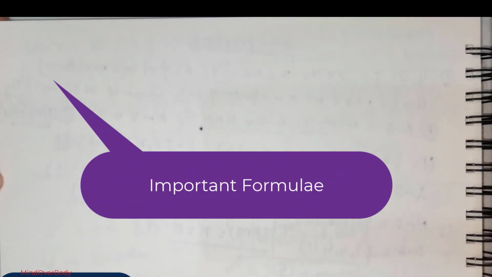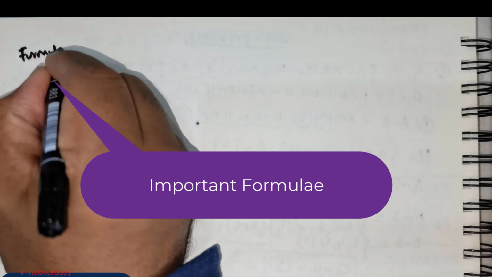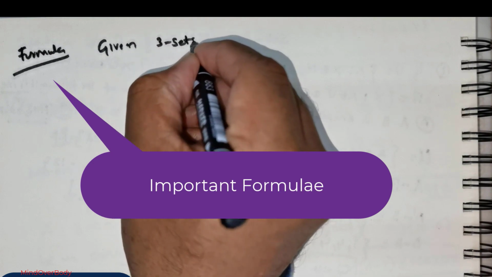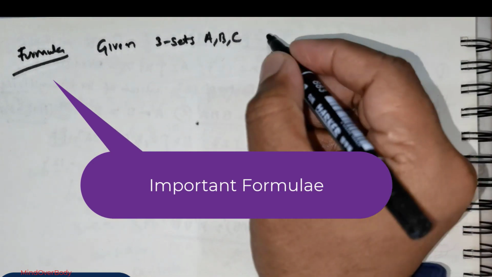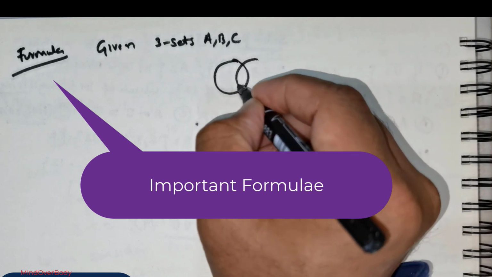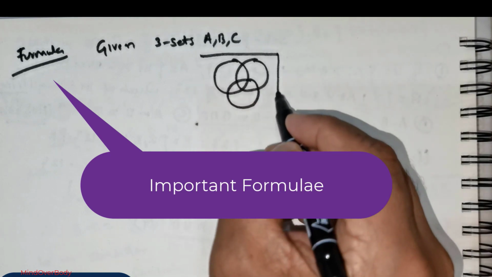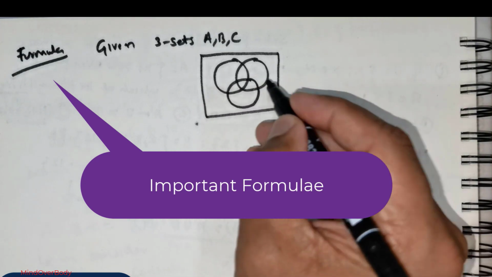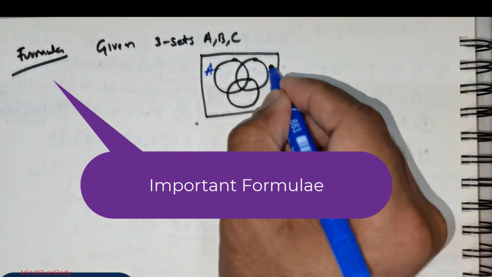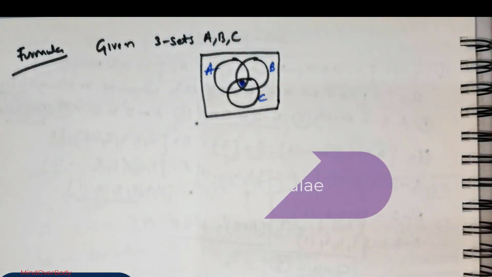This is a very important formula you will have to know. So I'm going to give that formula to you. Given three sets A, B, C, and the sets are displayed as follows, right? And you are interested in, imagine this is A, this is B, and this is C. You have a complete intersection here. All the three sets are intersecting.